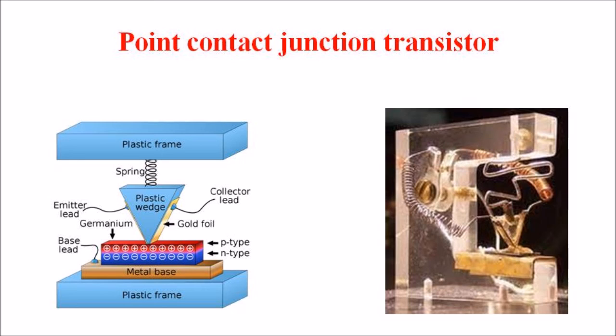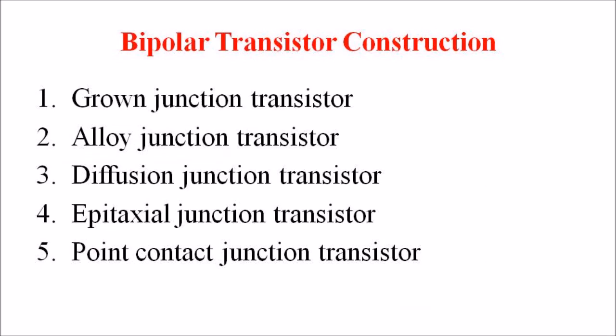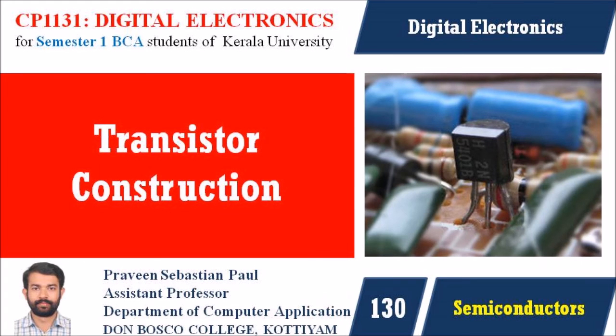So my dear students, in this lecture we have discussed the different construction methods of a semiconductor transistor. In the upcoming lecture we will discuss the different transistor configurations. Those configurations may be common emitter configuration, common collector configuration, or common base configuration. We are going to discuss these configurations in detail in the upcoming set of lectures.